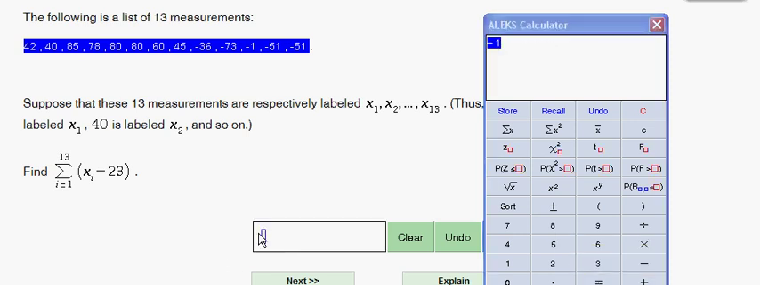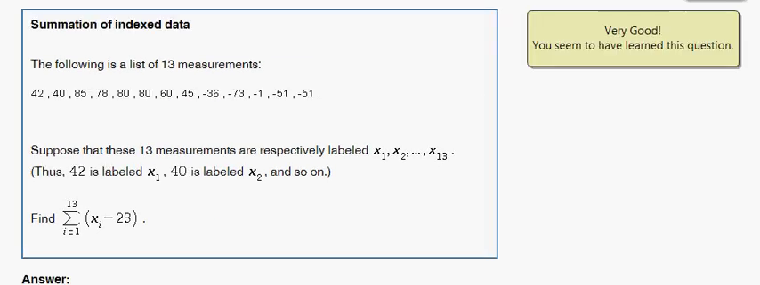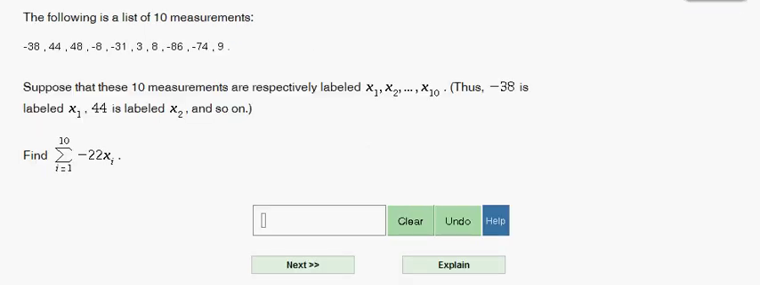Let's check that and see if ALEKS likes it. And incredibly, they do. And so what we need to do next here is to find yet a third type. Okay, in our third example here, notice that we have -22 times each x sub i. So once again, if we were going through this the long way, we would take -22, multiply by -38, then add. Then we would take -22 times 44, and then we would add, and we would repeat that through the entire list 10 times. Again, we're not going to do that.